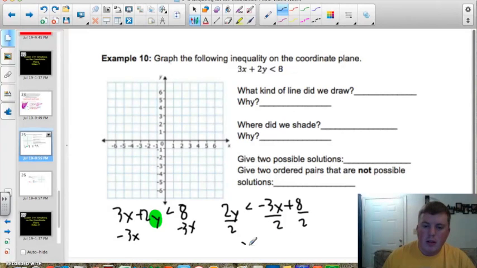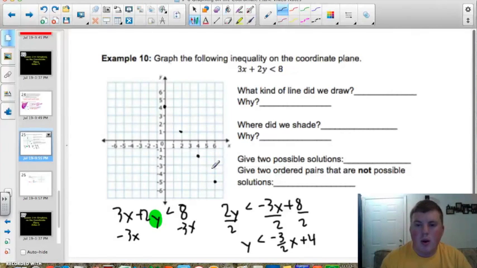Now our rules for inequalities still apply. If we were to have divided by a negative 2 instead of a positive 2, if we divide or multiply by a negative number, you would need to flip that sign. We divide by a positive 2, so that sign is going to stay the same. So we're going to graph the same way. Our y-intercept is going to be 4. Our slope this time is -3/2, so we're going to go down 3 and to the right 2, down 3 and to the right 2, and again down 3 and to the right 2.